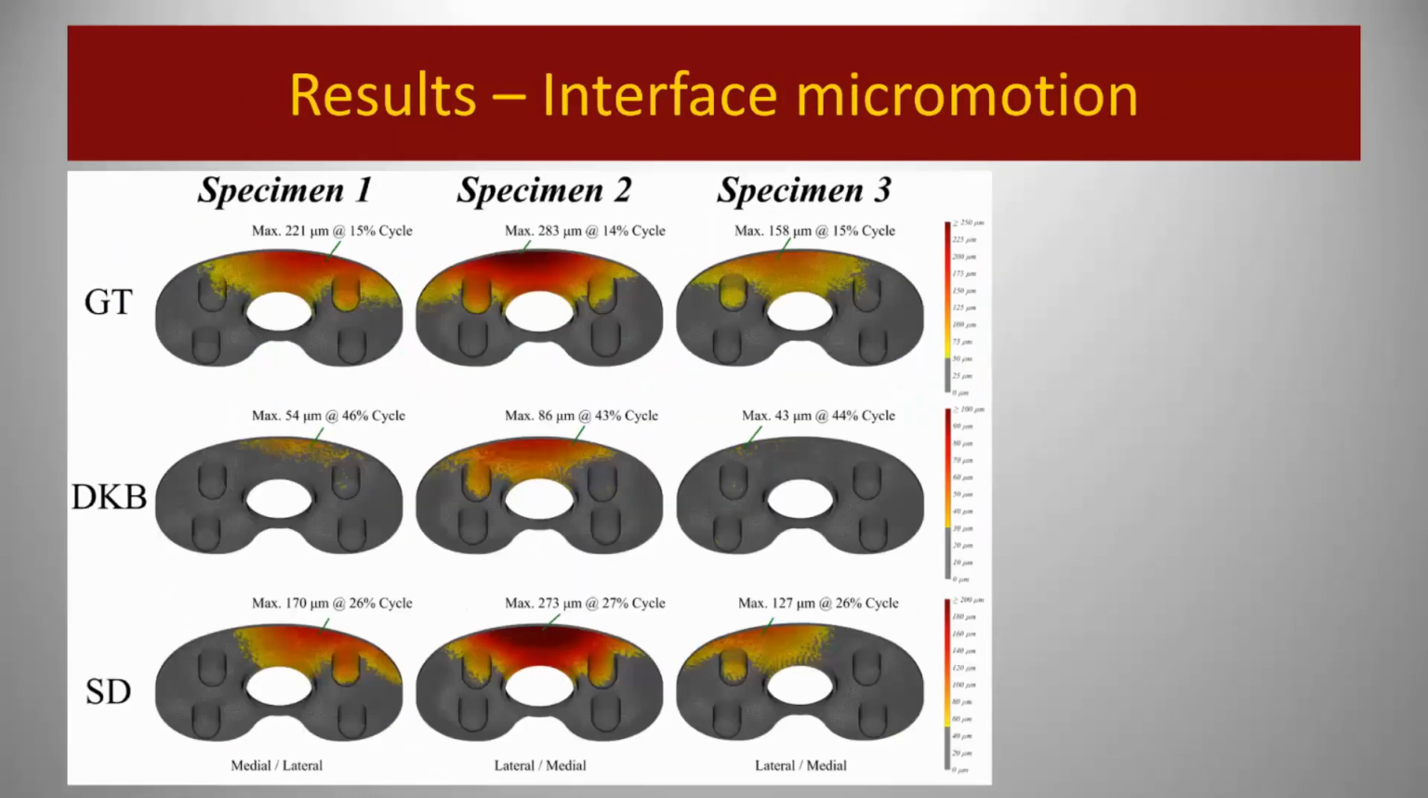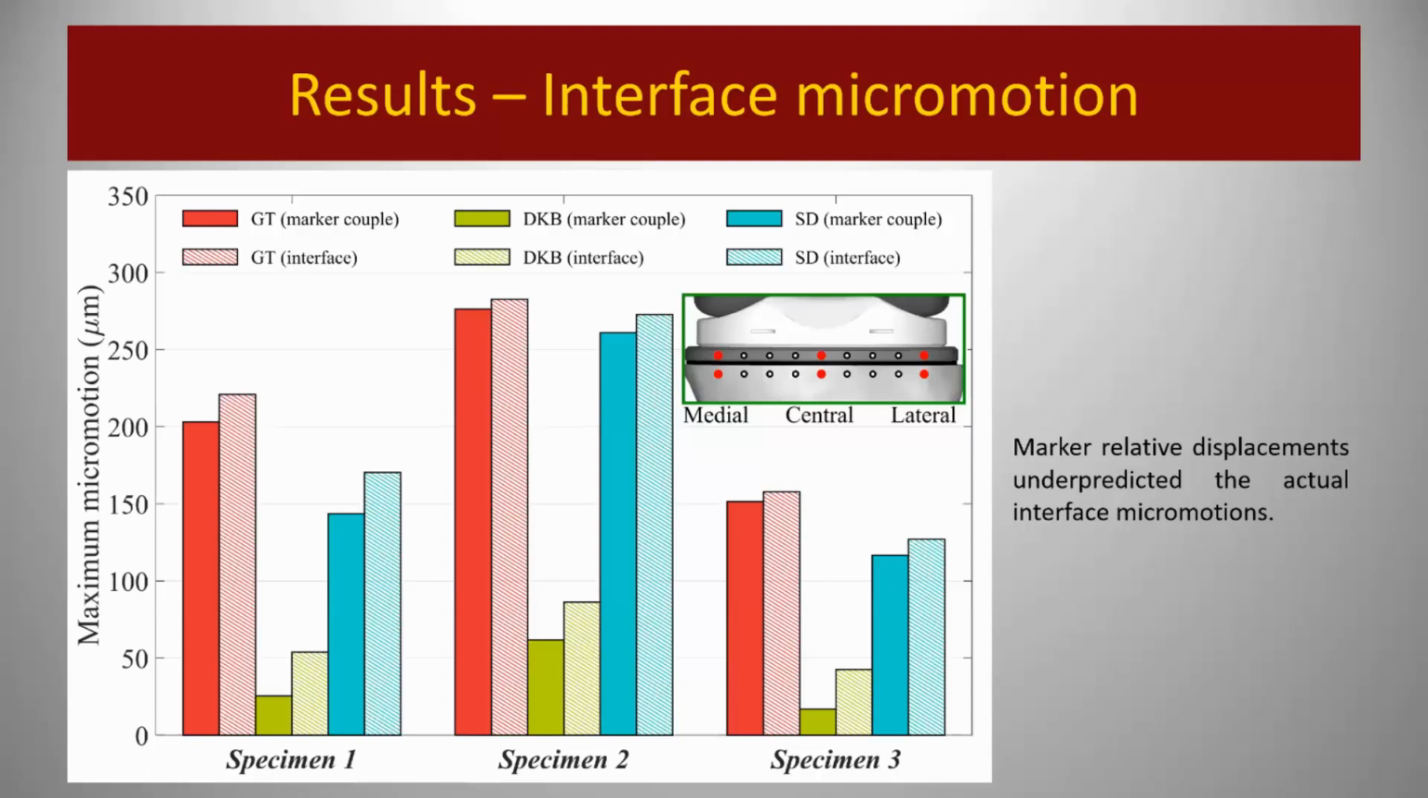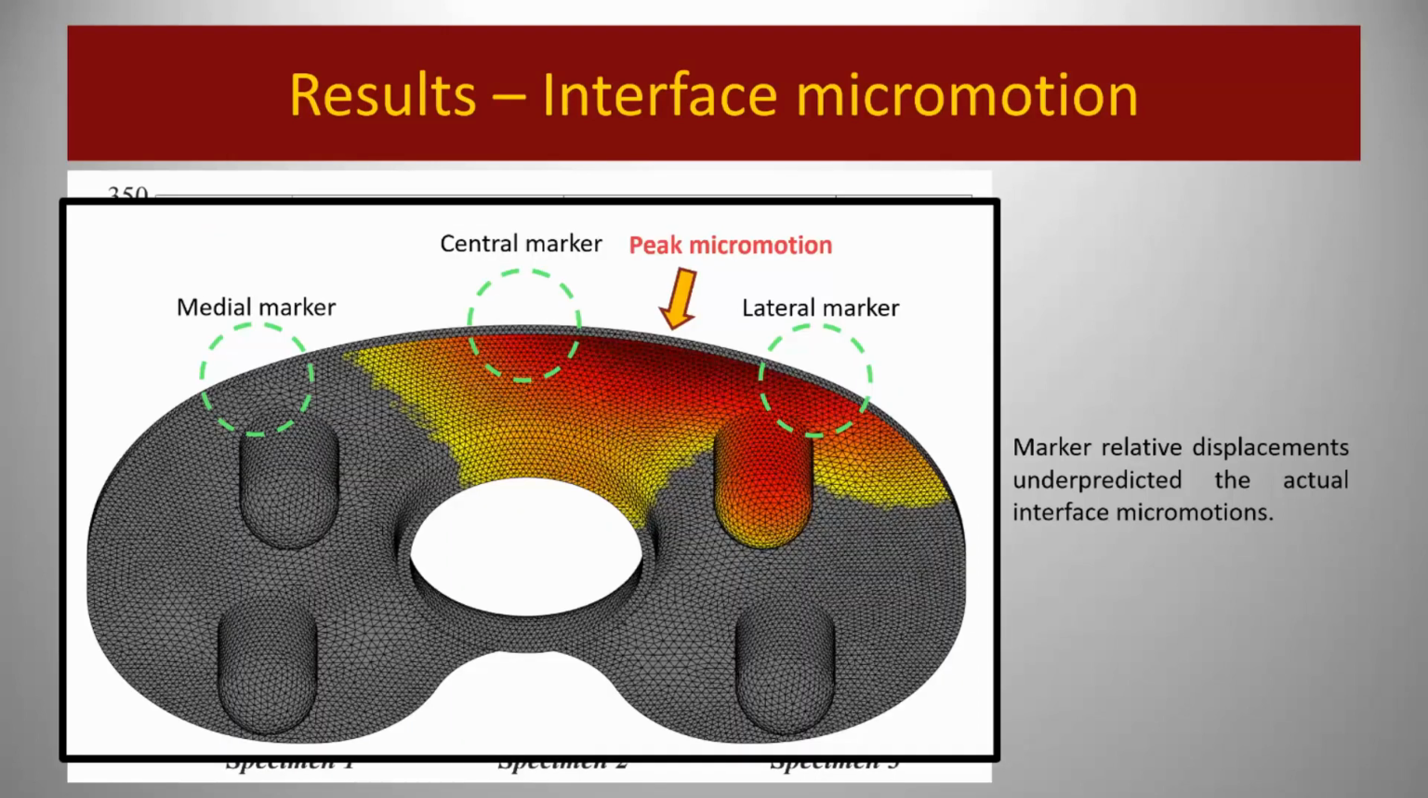After the validations, the tray-bone interface micromotion contour maps were investigated computationally and compared with the predicted marker relative displacements. It was found that the marker relative displacements under-predicted the actual interface micromotions. This was mainly because peak interface micromotions usually occurred in between the positioned marker couples. Even if all 9 marker couples were enabled, the under-predictions still exist.